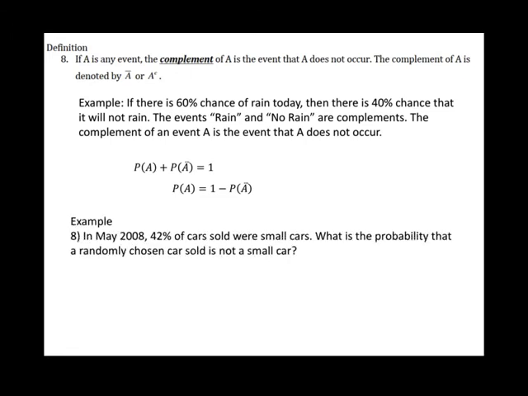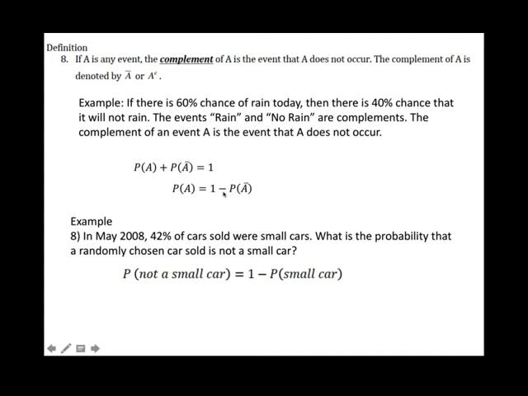Okay, let's look at this example. In May 2008, 42% of cars sold were small cars. What is the probability that a randomly chosen car sold is not a small car? A small car and a not small car, so that is the complement. So we can apply this formula here.